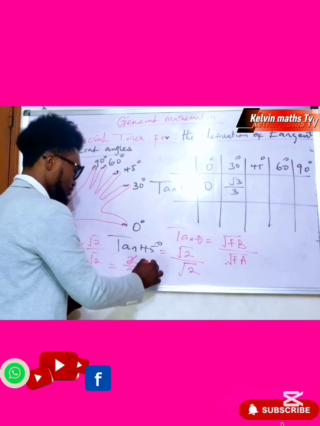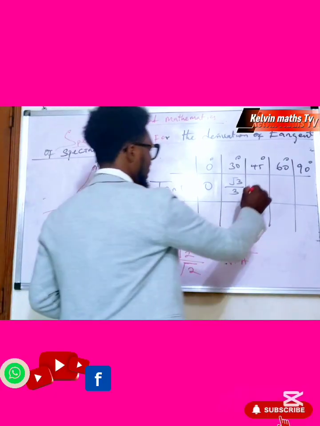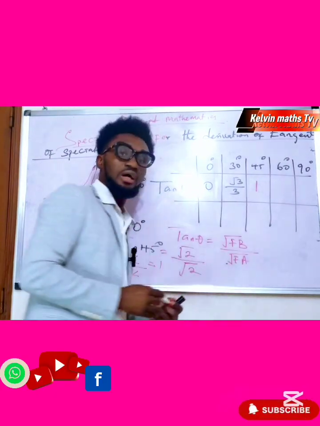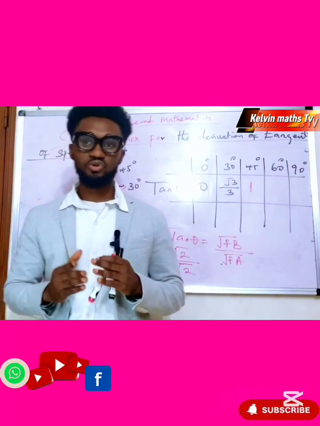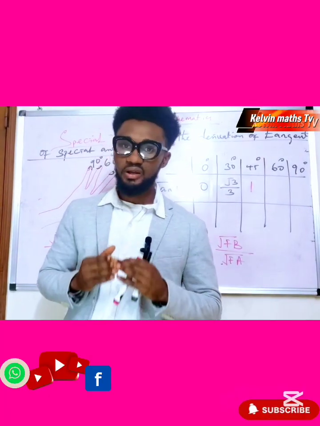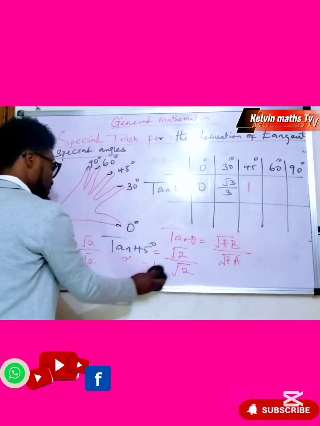Now 2 cancel 2 is equal to what? 1. So we have 1 here. That means tangent of 45 degrees is equal to what? Is equal to 1.